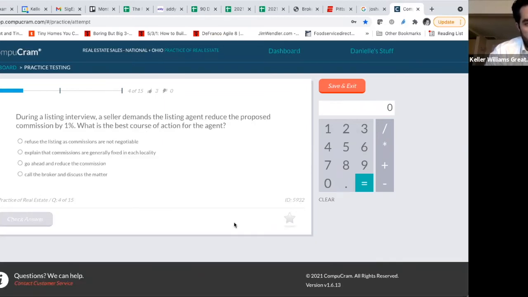Question number 4, during a listing interview, a seller demands the listing agent reduce the proposed commission by 1%. What is the best course of action for this agent? A, refuse the listing as commissions are non-negotiable. B, explain that commissions are generally fixed in each locality. C, go ahead and reduce the commission. Or D, call the broker and discuss the matter.